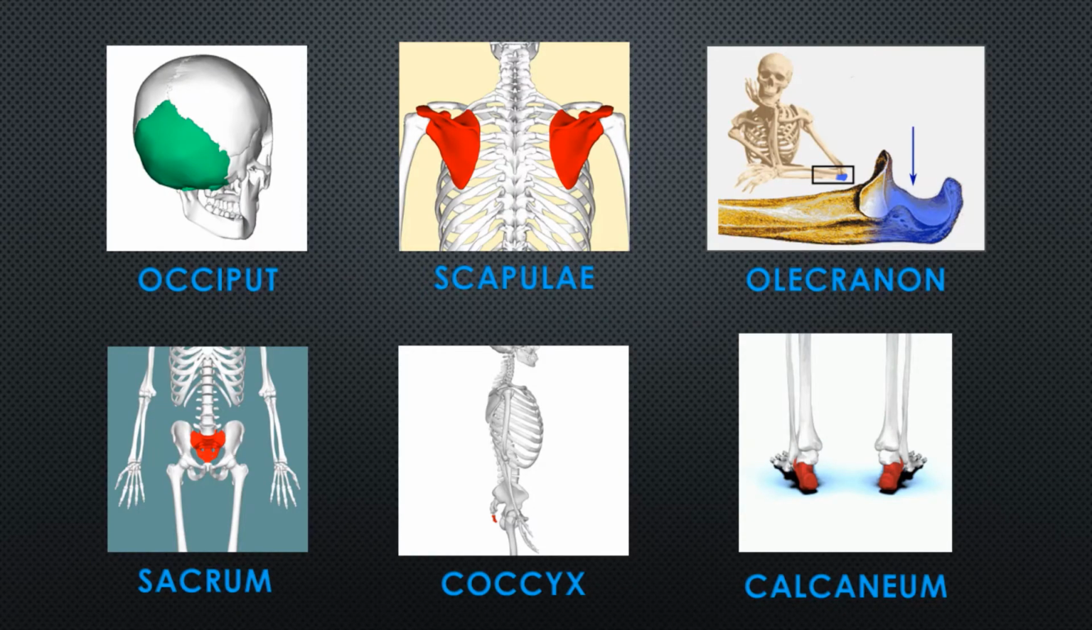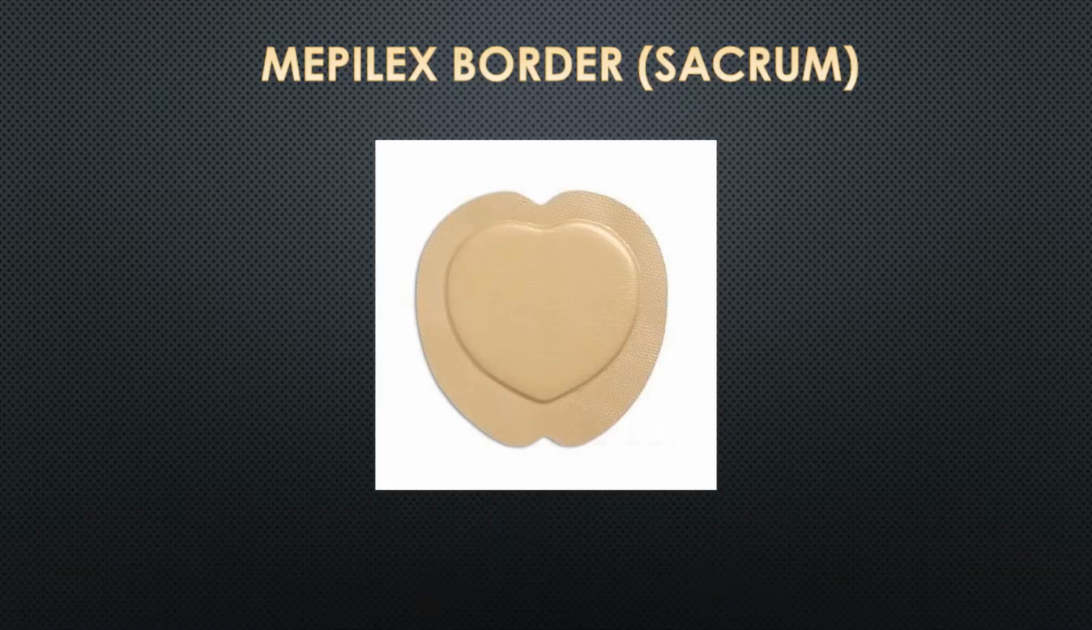The supine position places extra pressure on the occiput, scapula, olecranon processes, sacrum, coccyx, and calcaneum. The OR team should implement measures to redistribute pressure to help prevent pressure injuries. Applying prophylactic dressings to high-risk pressure points reduces the effects of pressure, friction, and shear on these areas.